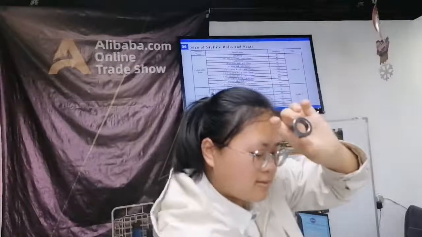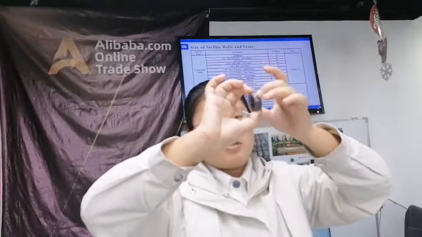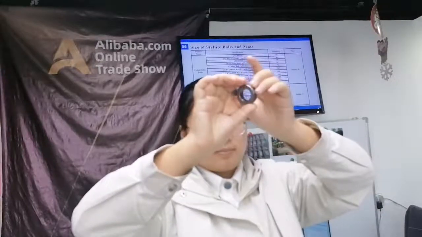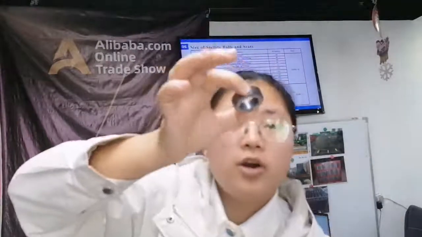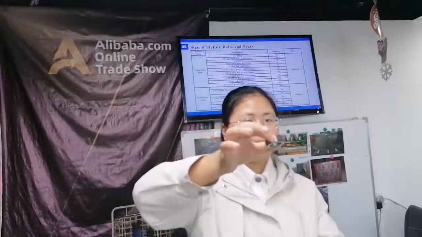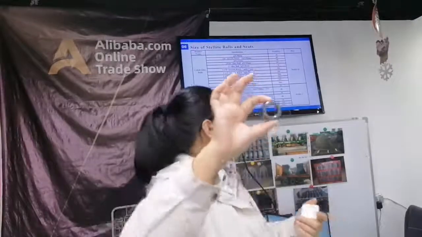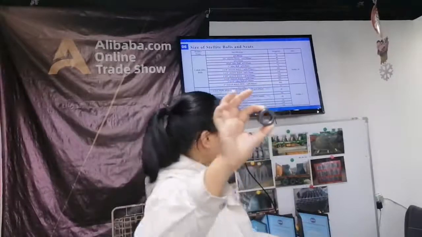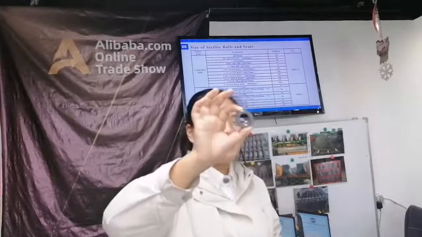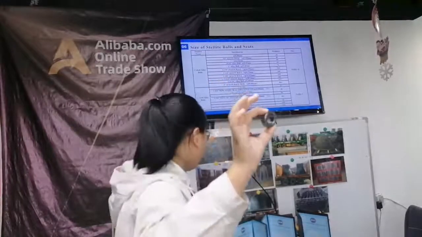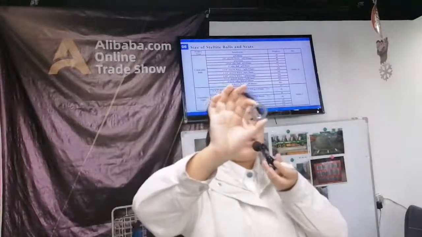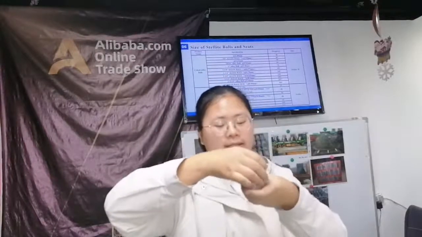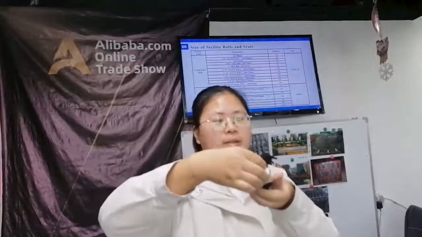You can see this sample is C96. The material is C93. The outer diameter is 23.32 millimeter. Inner diameter is 13.97 millimeter, and the height is 12.7 millimeter.